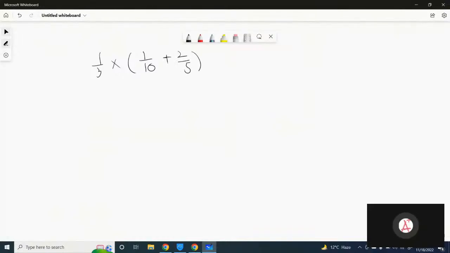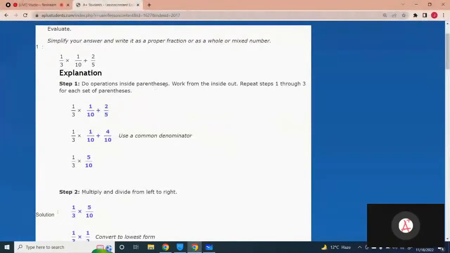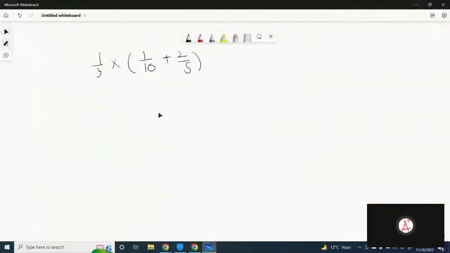Okay, you have the parenthesis in the question. Just look at the first statement: do operations inside the parenthesis. That means 1 by 10 plus 2 by 5 is in parenthesis. Got it? Otherwise you have to do multiplication first, so that's why I put the parenthesis around 1 by 10 plus 2 by 5. You always have to solve the parenthesis first. Doesn't matter which operation is inside the parenthesis, just solve the parenthesis first.